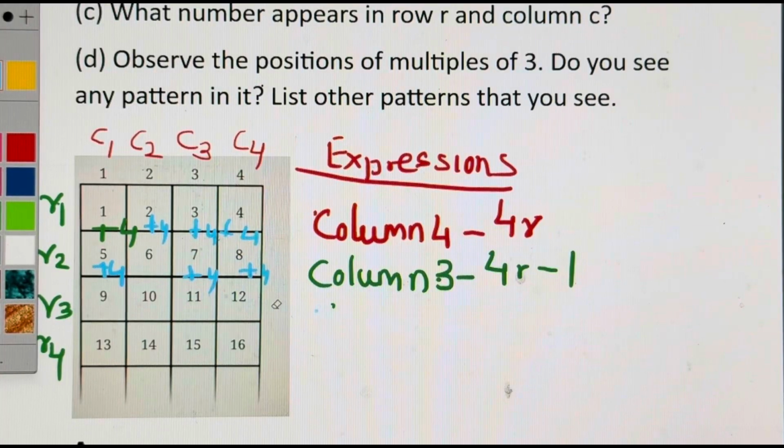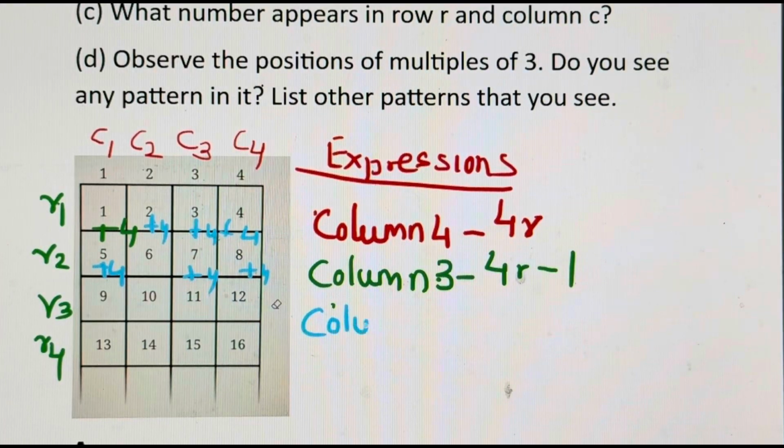Now column number 2. Again we form the expression based on the last column. If you observe, these are all multiples of 4, and in column number 2 they are 2 less than the multiples of 4. 4 minus 2 is 2, 8 minus 2 is 6, 12 minus 2 is 10, and 16 minus 2 is 14. So here the expression will be 4r minus 2.